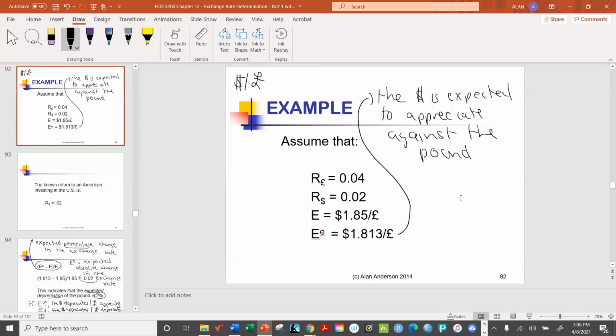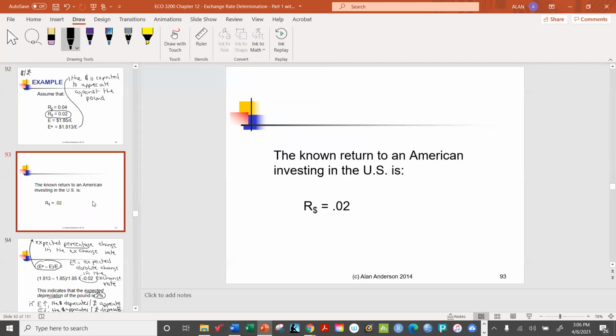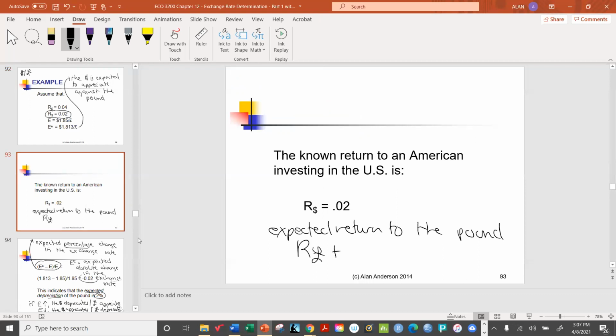So if that's the case, then let's assume once again that we're American investors. The known return of the dollar is 2%. I could just put all my money in a euro dollar account and lock up a 2% rate of interest. No problems. The interesting part is, what about the euro sterling? Well, remember, the expected return to the pound is going to be the sum of the British rate of interest plus that expectation term. So what we have to do is plug in those numbers and see what happens.